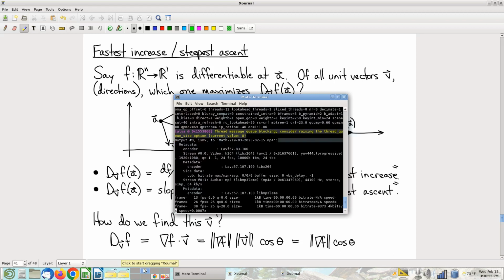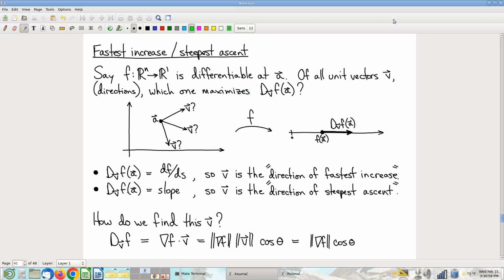Okay, so last time we asked a question, didn't get around to answering it, right? So the question was, of all possible directions that I might move from a given point in the domain, which direction makes our directional derivative, namely, how fast is the function increasing, how steep is it as I move in the domain in that direction, however you want to interpret it.